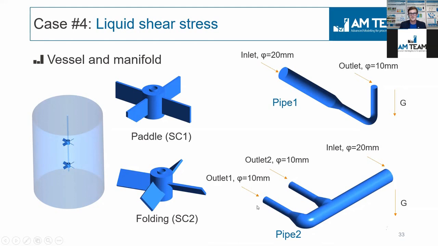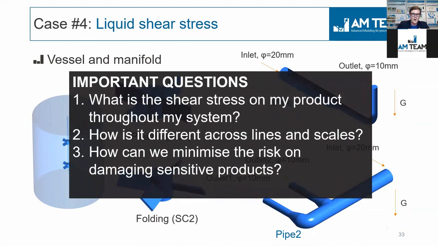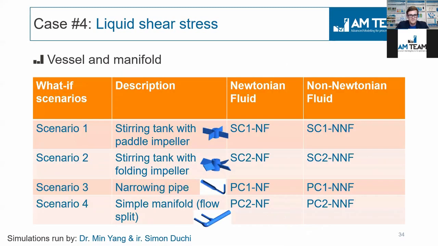So what is the stress on the product in these applications? Very important questions. From a practical point of view, first you want to know, what is the shear stress on my product throughout my whole system? And maybe where are the stress hotspots? How is the shear stress different across lines and across different scales? For example, if we scale up, it might have a different stress. And how can we minimize or mitigate the risk of damaging the sensitive products? So these are very, very important questions.